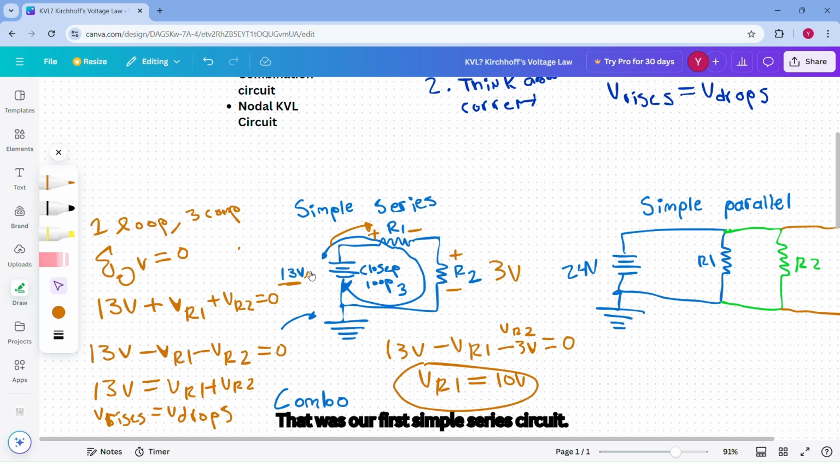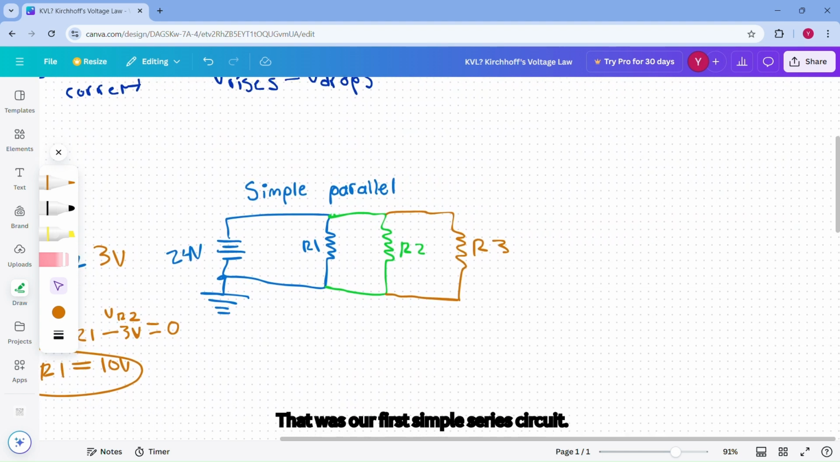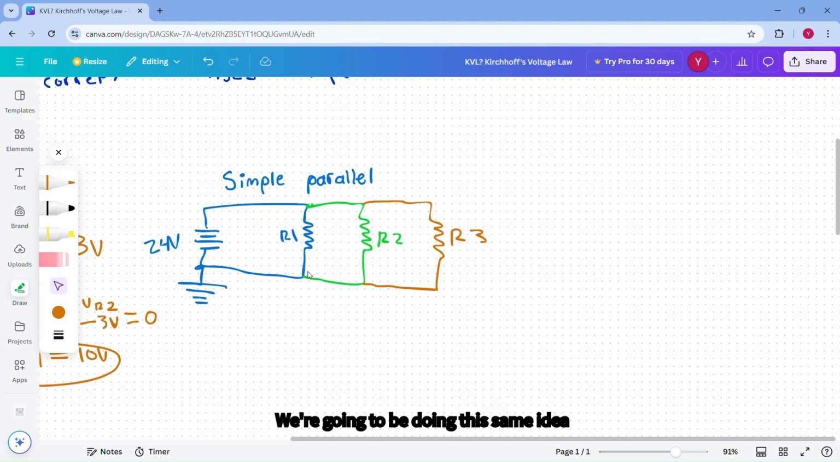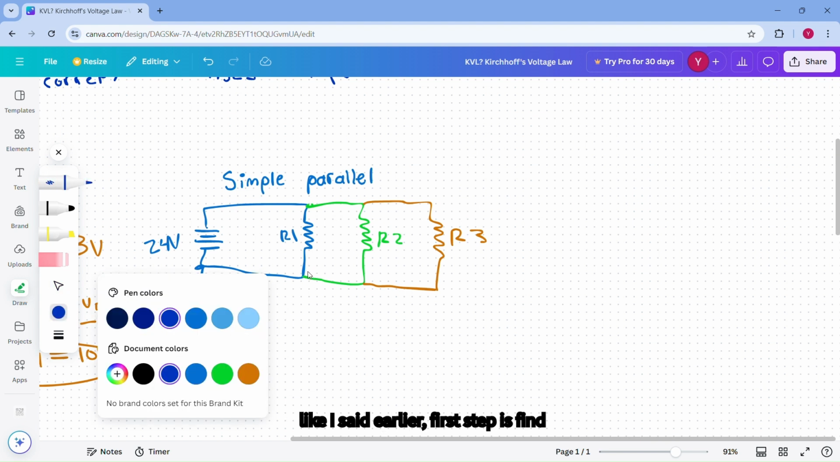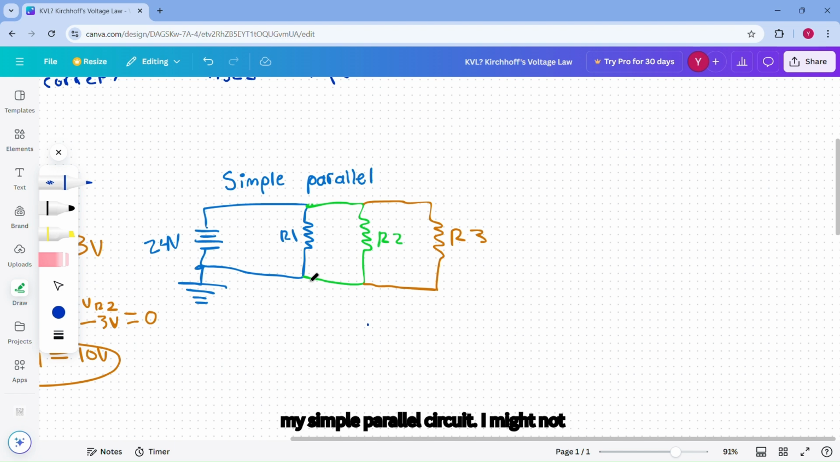Okay, that was our first simple series circuit. We're going to be doing the same idea with the simple parallel circuit. And like I said earlier, first step is find those loops. In this case, I'm looking at my simple parallel circuit. I might not have one loop. It's saying it is one path, one complete path loop, okay? And that does not have to be the entire circuit.